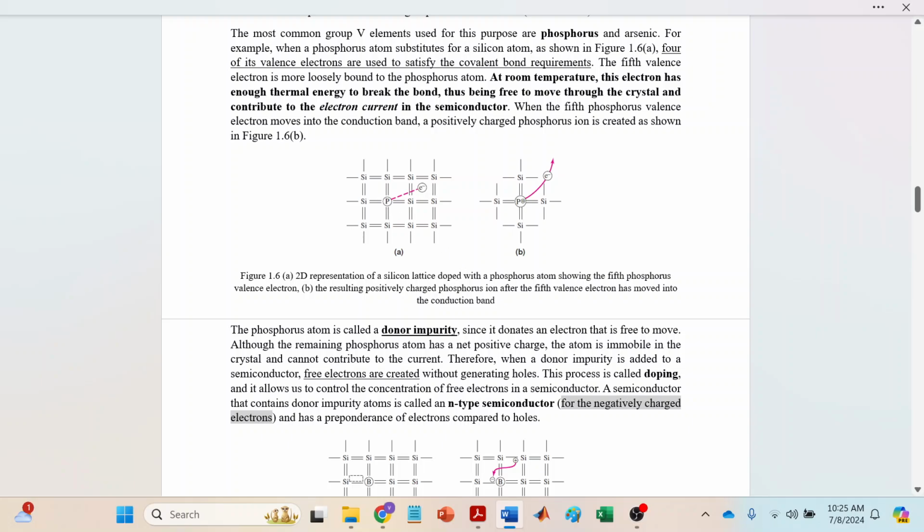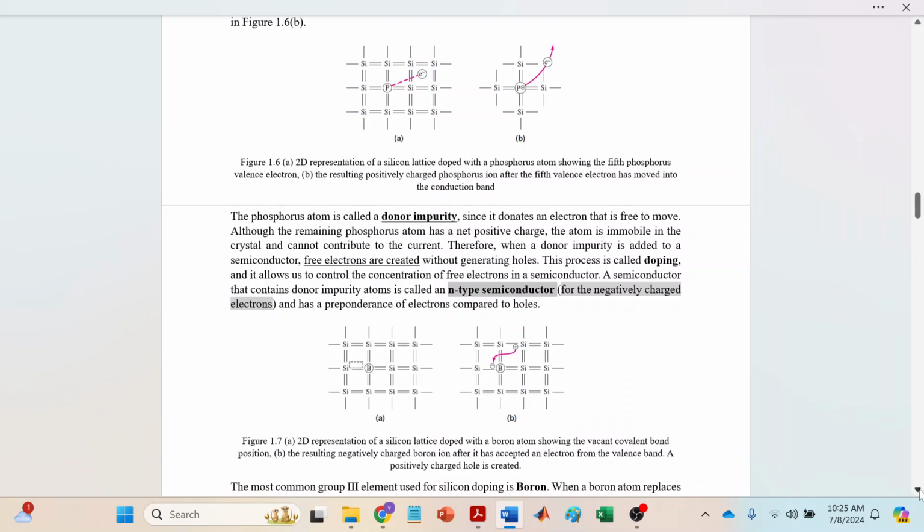When a silicon atom is doped with a donor impurity, no holes are produced. The positive charge that exists on the phosphorus atom is immobile, it doesn't move. It is the free electrons that move, and the electrons are negatively charged. So the type of semiconductor that is produced as a result of donor impurity is an n-type semiconductor, because negatively charged free electrons are produced.